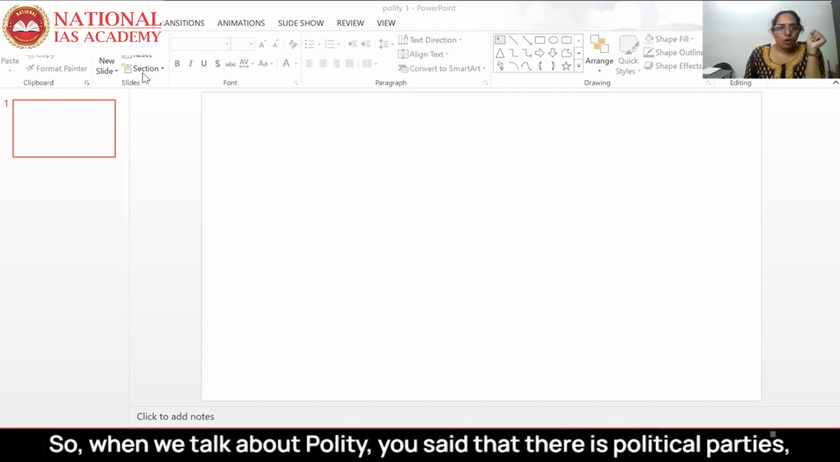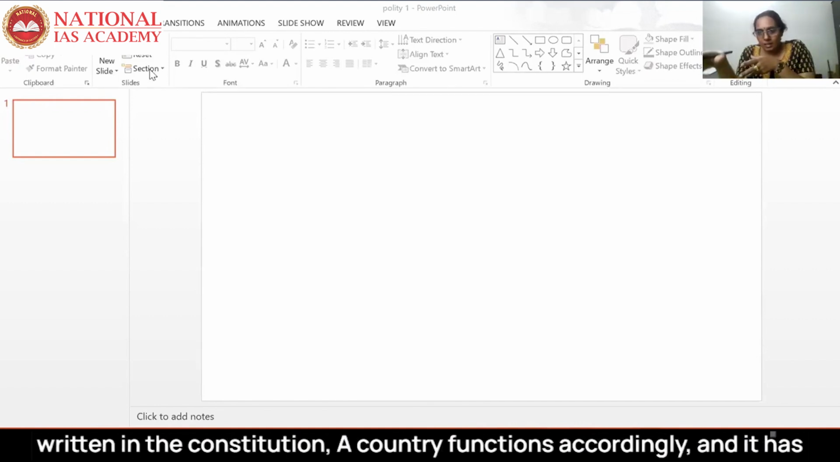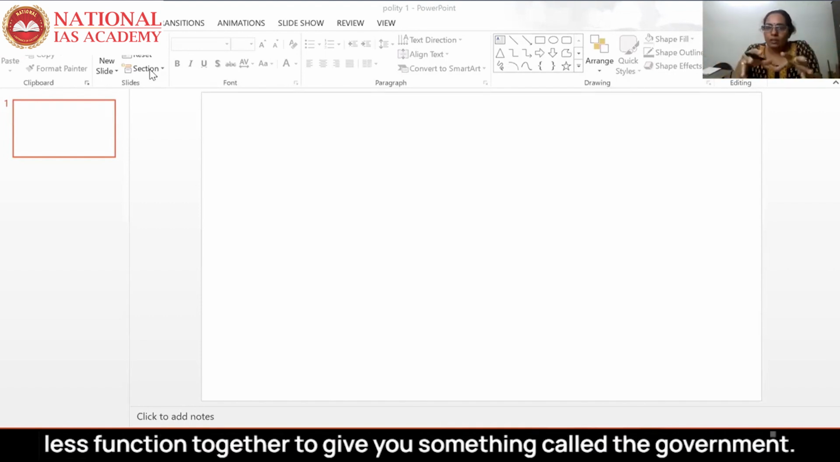So when we talk about polity, you said that there are political parties. You have your country's constitution mainly, and depending on what is written in the constitution, a country functions accordingly. It has its parliament, it has its judiciary, and all other elements which more or less function together to give you something called the government.